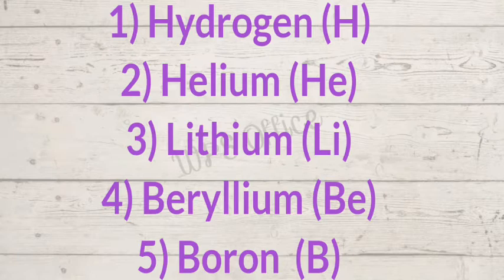Hydrogen, first in the periodic table. Helium, second in the periodic table. Lithium is third in the periodic table. Beryllium is fourth in the periodic table. And boron is the fifth element in the periodic table. The letters in the bracket represent each of their chemical symbols.